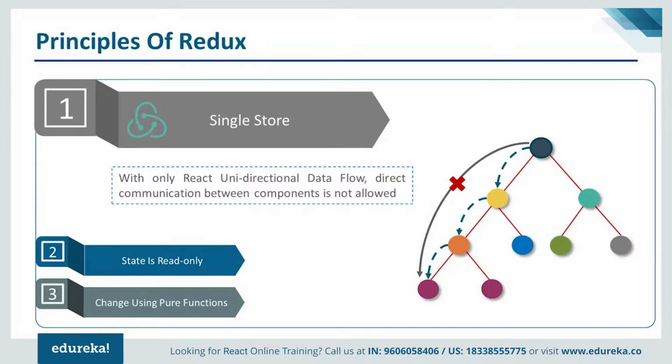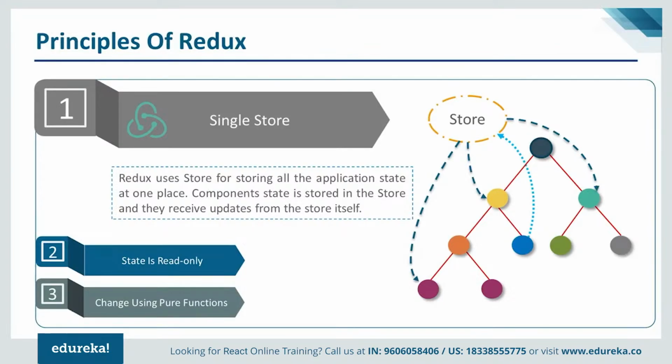The first one is the single store. By single store, I mean that all your application state is placed in a single immutable store, which means that with only React's unidirectional data flow, direct communication between components is not allowed. This we already knew with React.js. But by using React with Redux, this has become possible because it is using a single store now, which allows the dispatch and the subscription of the components to the store.